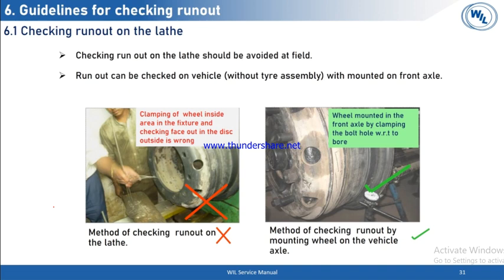So whenever this kind of complaint comes, initially we need to check whether the vehicle is below 10,000 kilometers or above 10,000 kilometers. The reason is, if it is really a manufacturing defect, then it has to be reported below 10,000 kilometers. So if it is below 10,000 kilometers, then there is a recommended procedure to check the runout at vehicle level. Ultimately, the wheel has to run on the vehicle.